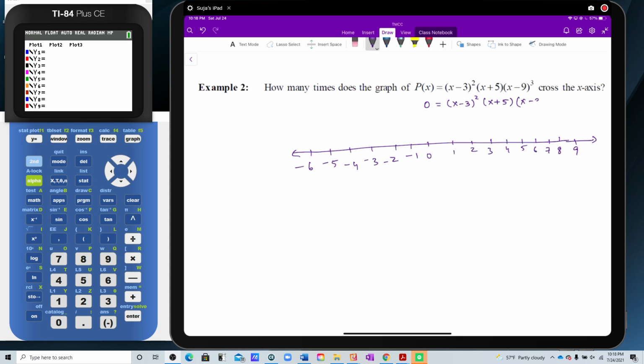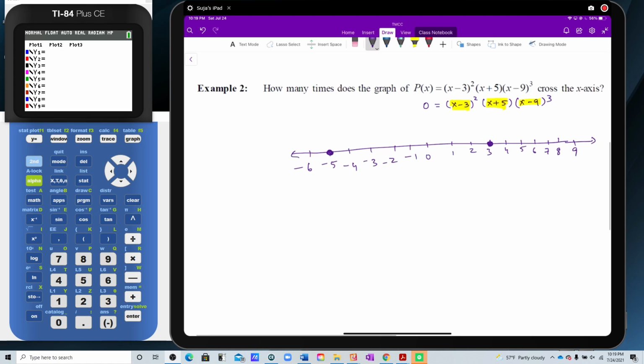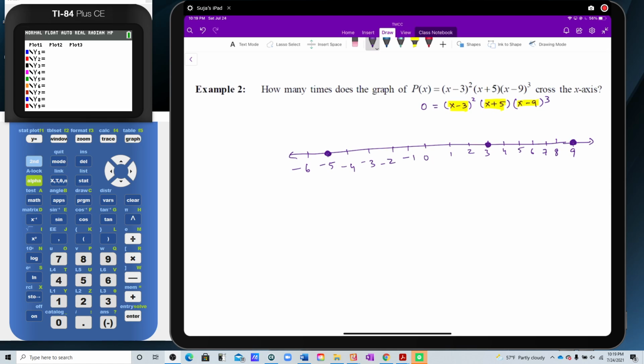Even without doing much work, I can see that if x minus 3 is a factor, then x equals 3 is going to be one of the zeros. Again, if x plus 5 is a factor, then x equals -5 is going to be another zero. Same thing is true if x minus 9 is a factor, then 9 is going to be one of the zeros. Now the next question is, what is happening around the zeros? If I can understand that, then I can answer at which zeros it is going to cross the x-axis.